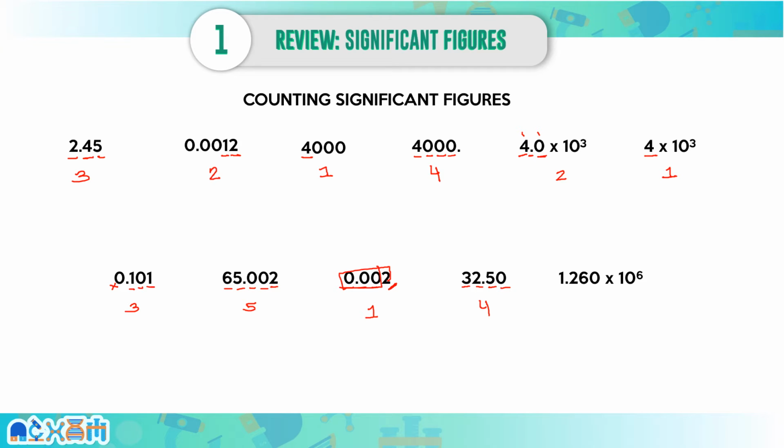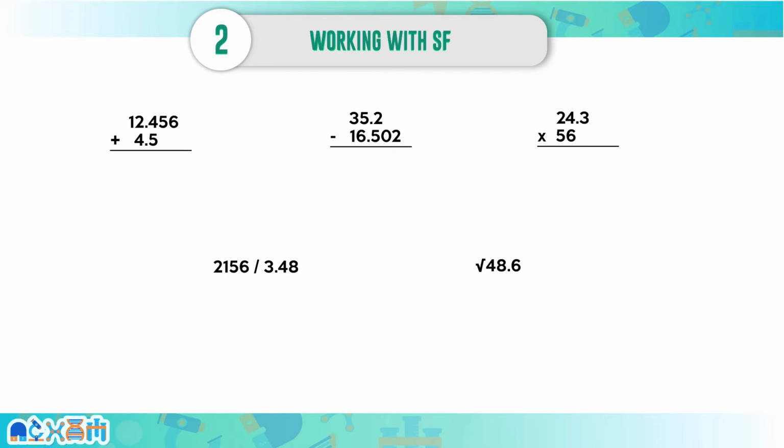Last one, you have 1.260 times 10 to the 6th. And then you have here a trailing zero. You have a decimal there, which makes the trailing zero significant. Non-zero integers are all counted as significant figures. You have 1, 2, 3, 4. So you'll have 4 significant figures for this problem. Okay.